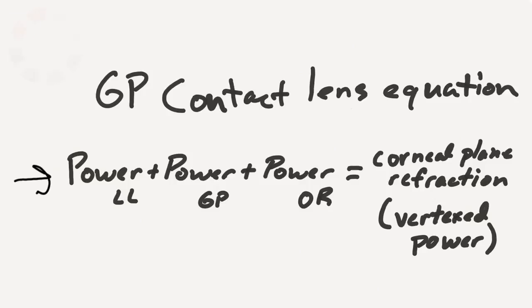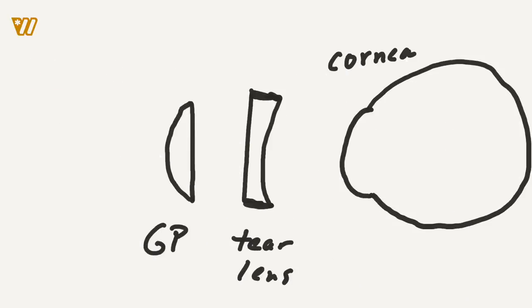Now let's talk a little more about the lacrimal lens power. How do we determine the power of the lacrimal lens or the tear lens? Let's take a look at this picture. We've got a GP contact lens, our tear lens, and the cornea of the patient's eye. If we look at the front surface of the tear lens, what shape is it going to match? It's going to match the shape of the back surface of the GP contact lens.